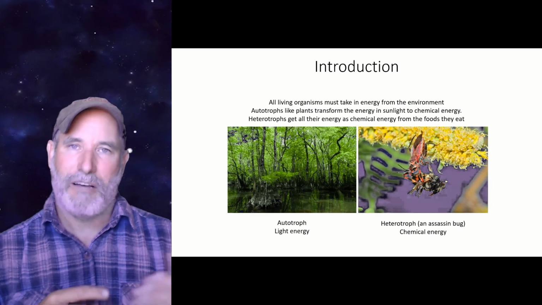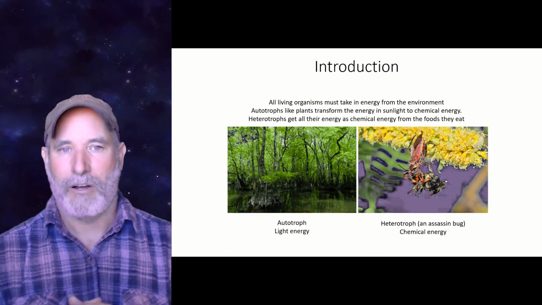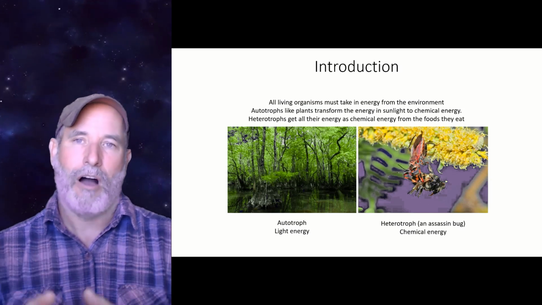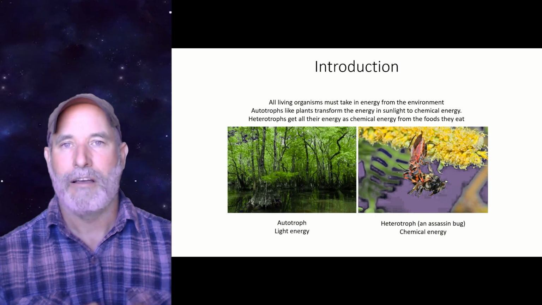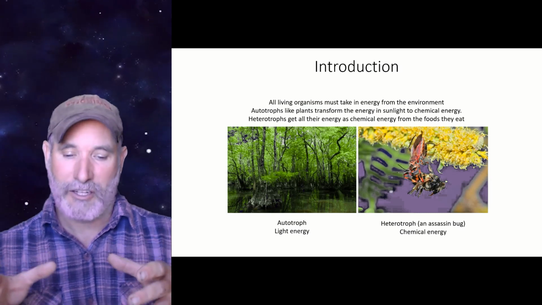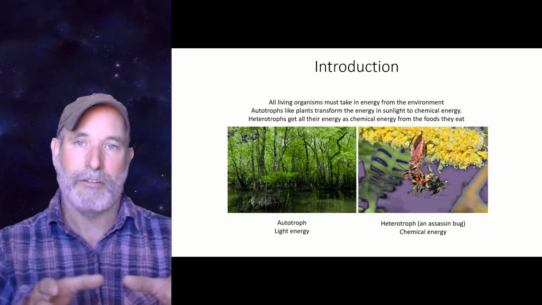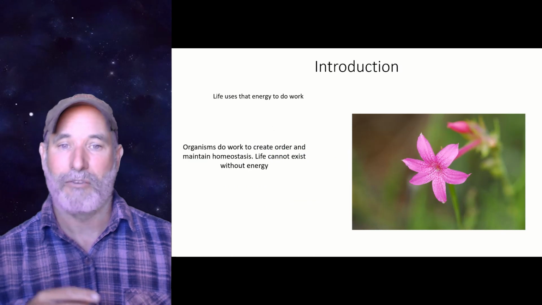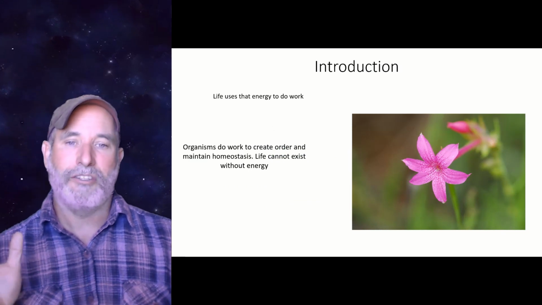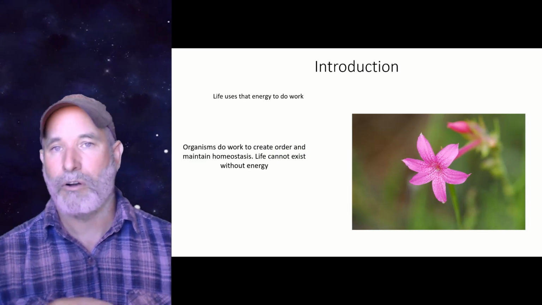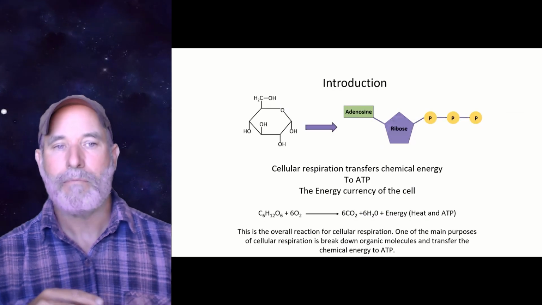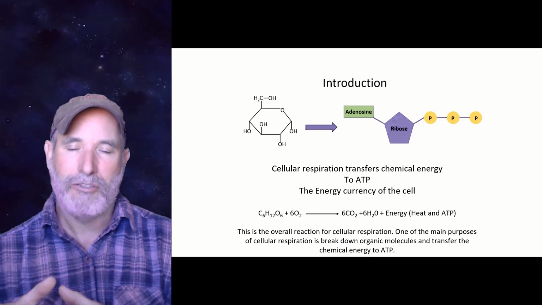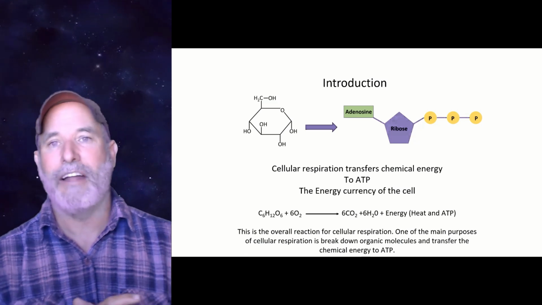Okay, let's take a step back. Life needs energy. Now if you're a heterotroph like us, we get chemical energy from the foods we eat. If you're an autotroph, you get your energy from sunlight. But even plants have to take energy in sunlight, transform it to glucose, and then they actually burn the glucose to make ATP. So they do things like we do. We use energy to do work. We create order, maintain homeostasis. And of course, cellular respiration takes the energy in the foods we eat, the chemical energy, and transfers that to ATP.